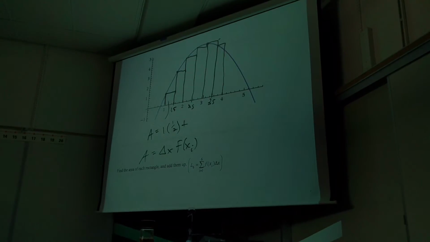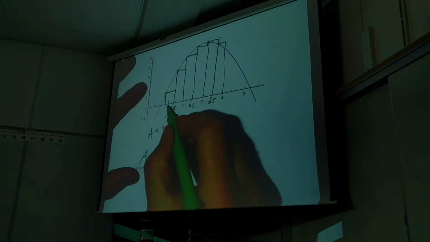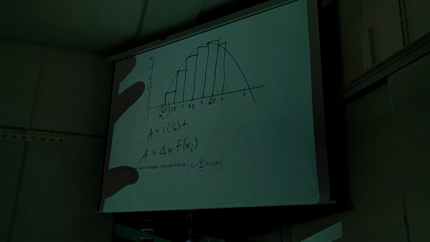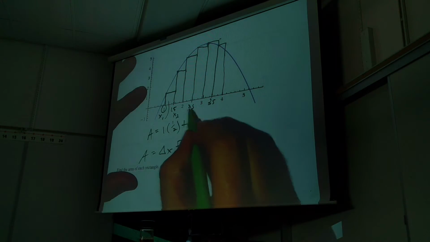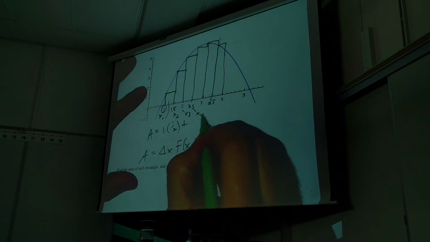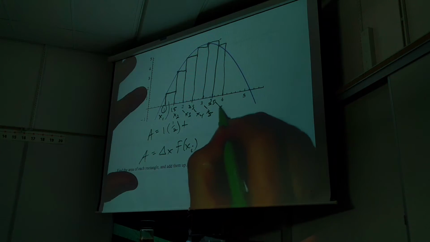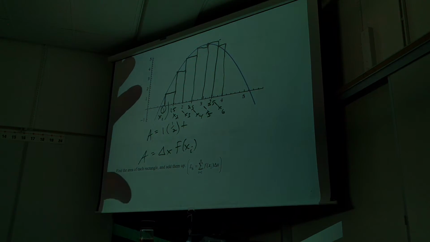So x1, not surprisingly, is 1. What's x2? 1.5. I love it. x3, x4, x5, x6. 4 is not x anything. 4 is just where I stop. It doesn't govern the height of any rectangle.